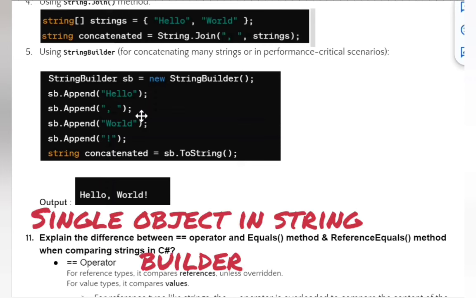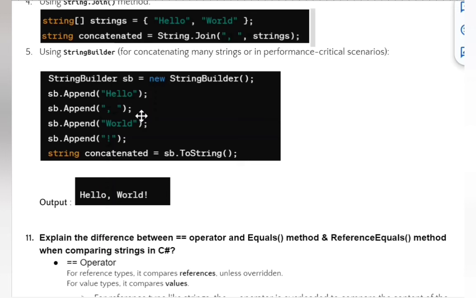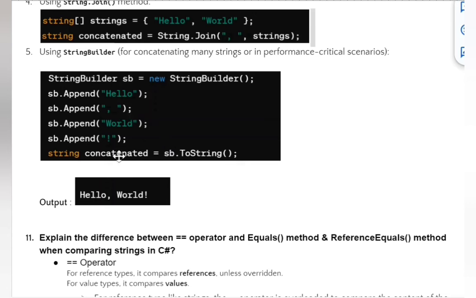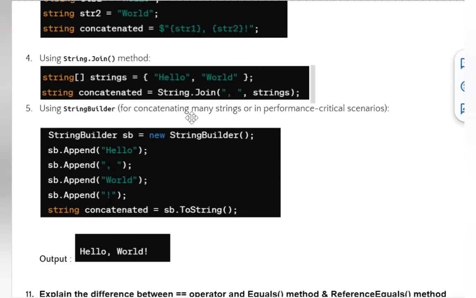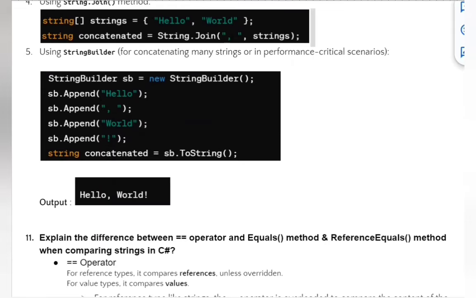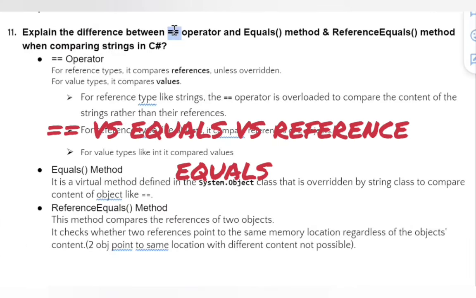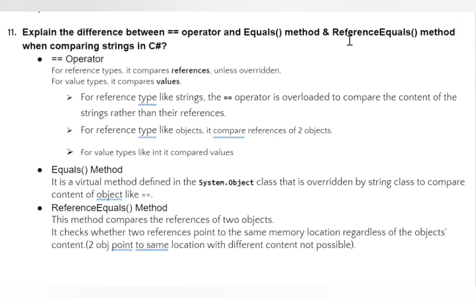So now let's move to the string builder. We have already seen that we have to create the StringBuilder class, and we can append as many strings as we want, and this is pretty safe in terms of performance. For a string-heavy application you should use StringBuilder, and you can see the result is hello comma world. So I think all the concatenation ways are pretty clear to you. Now let's understand the difference between the equal to operator, the Equals method, and the ReferenceEquals method when comparing strings.